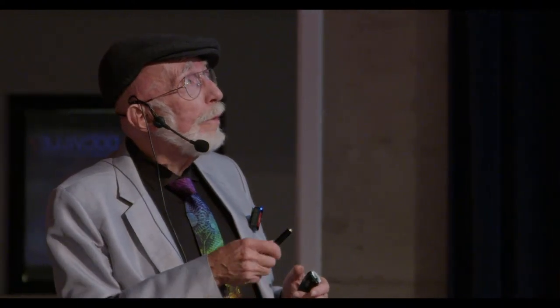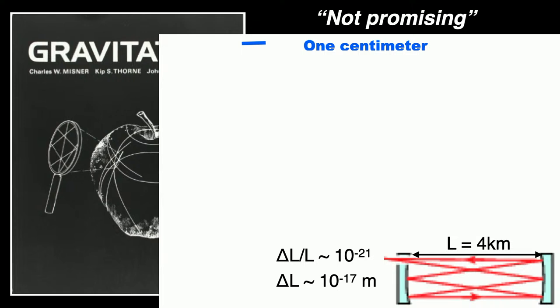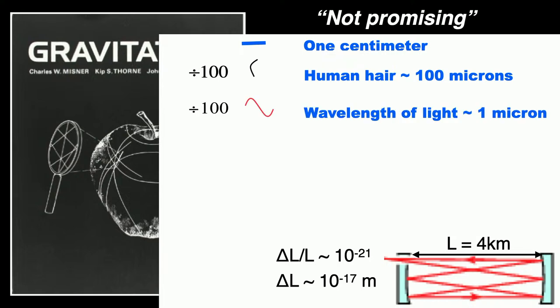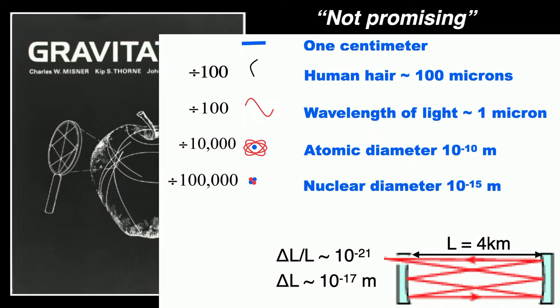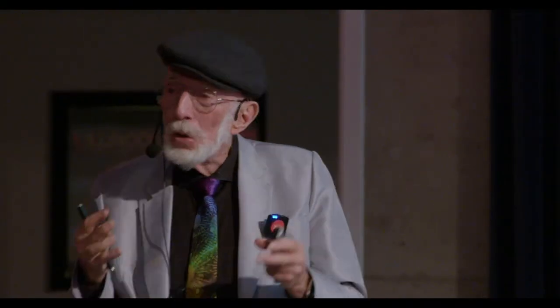Okay. So why did I think it was not very promising? Let's take 1 centimeter, divide it by 100, you get the thickness of a human hair, 100 microns. Divide by 100 again, you get the wavelength of the light that is used for this purpose in Ray Weiss's interferometers. Divide by 10,000, you get the diameter of an atom, the atoms of which the mirrors are made, the mirrors off which the light is bouncing. Divide by 100,000, you get the diameter of an atomic nucleus inside the atom. Divide by 100, and you get about the magnitude of the signal that I would expect if the mirror separation here is 4 kilometers, which is what we wound up using in LIGO.